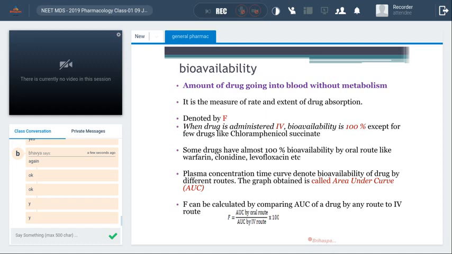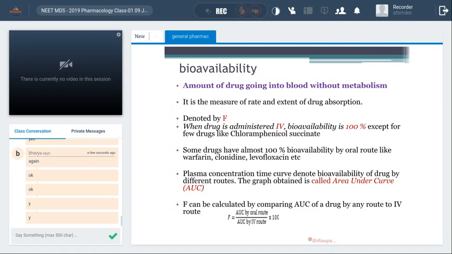And for any route, I use IV route as a reference because IV is 100. So if I have to calculate bioavailability by any route, say it is subcutaneous or IM route, I use IV route as a reference and I use this formula. Area under curve by oral route or subcutaneous or whatever route divided by area under curve by IV route into 100. That is the value that I get to find out the bioavailability of that particular drug given by that particular route.